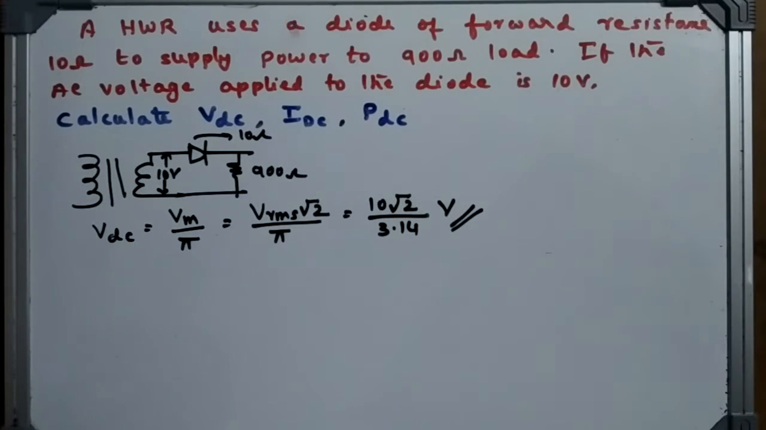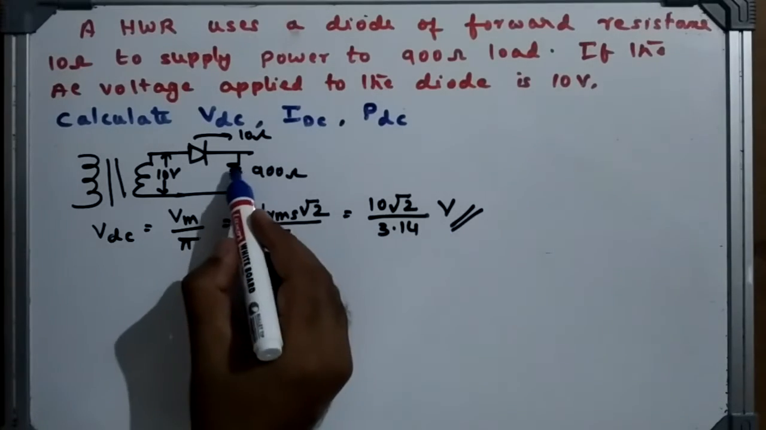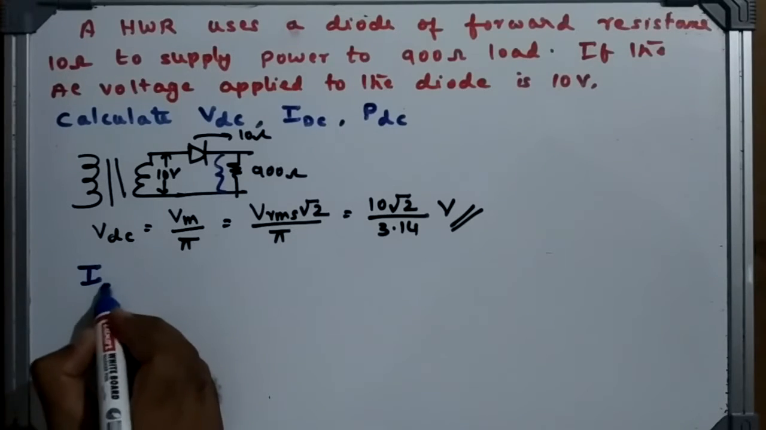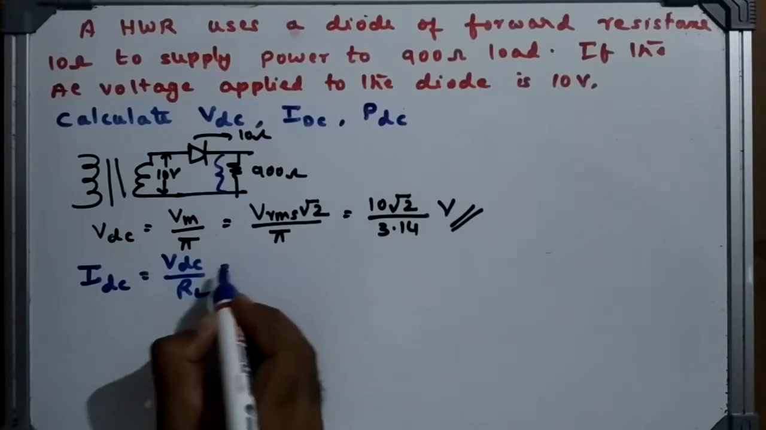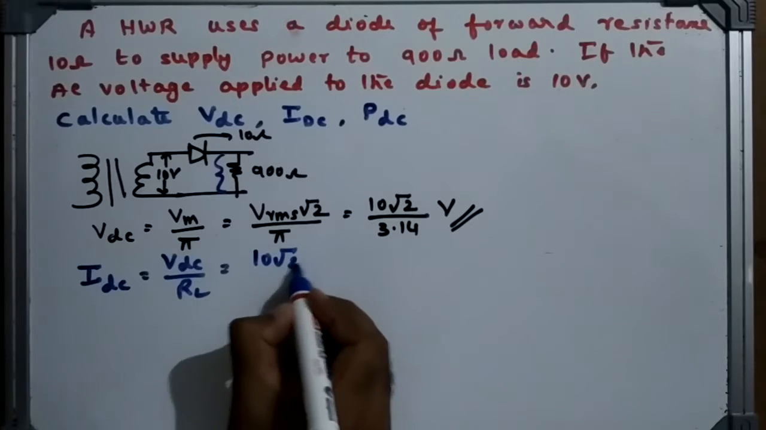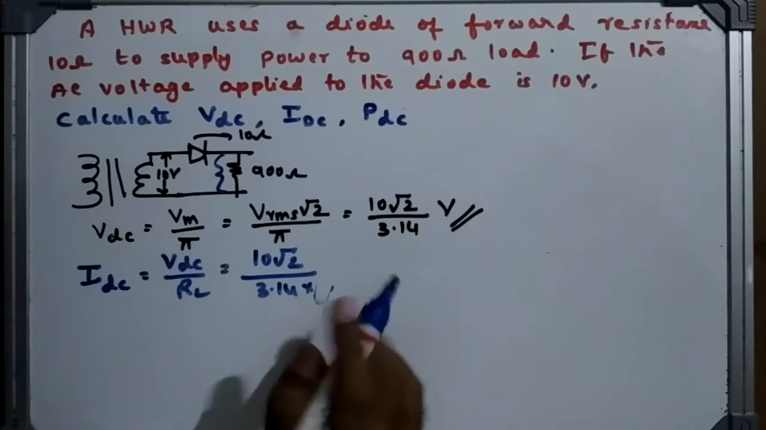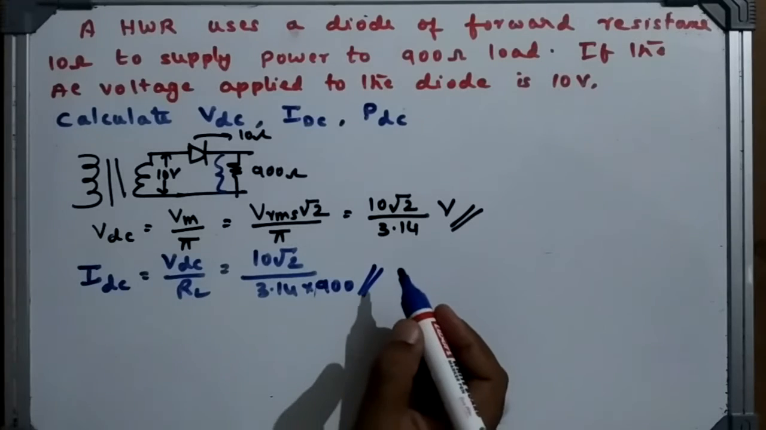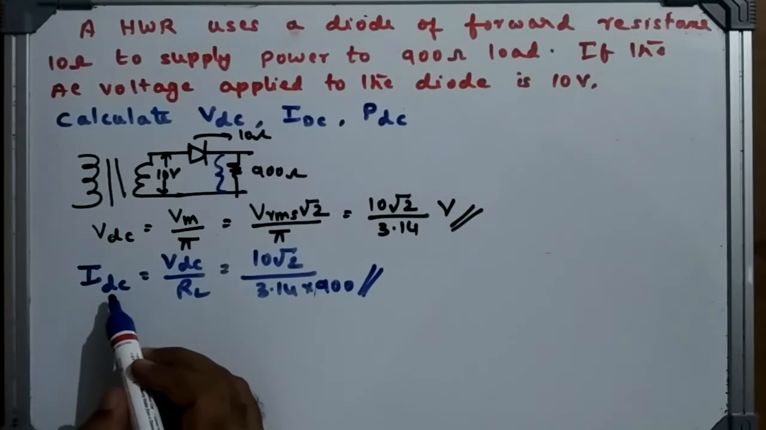Now what is the DC current? You can calculate it in two ways. One is directly: if you know the DC voltage across the load, you can calculate the DC current using Ohm's law. That is IDC equal to VDC divided by RL, that is equal to 10 root 2 divided by 3.14 into 900 ohm. This much is IDC. See, there is another way to calculate IDC.